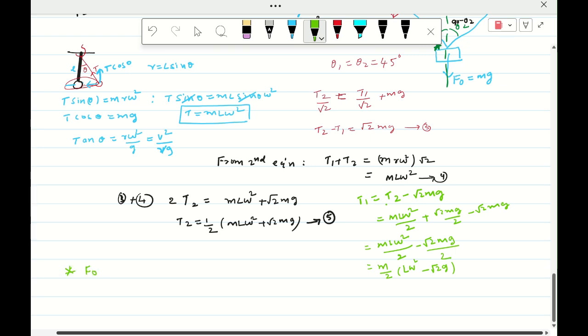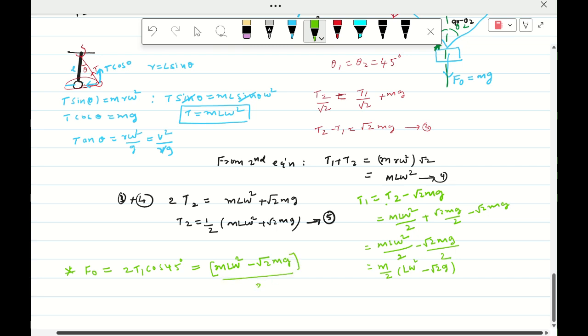F naught, from the free body diagram, is equal to 2 T1 cos 45, because T1 is equal to T2. Cos of 90 minus 45 is cos 45. That is why, for easy purposes, I have taken 45; 30 and 60 can also be taken. So 2 T1 into cos 45, with cos 45 being 1 by root 2.